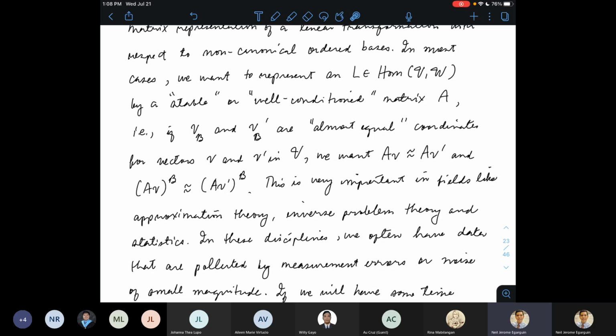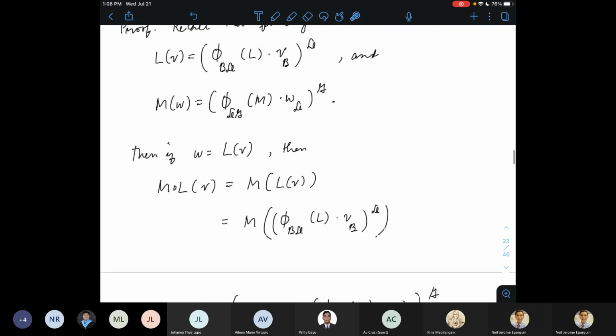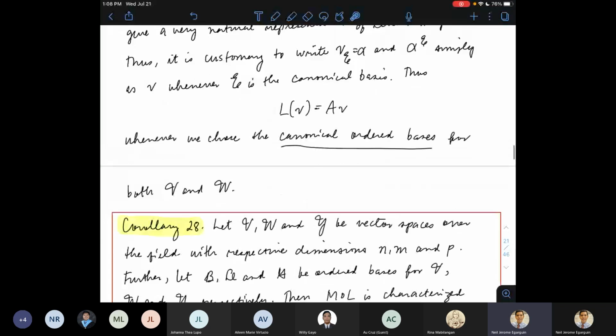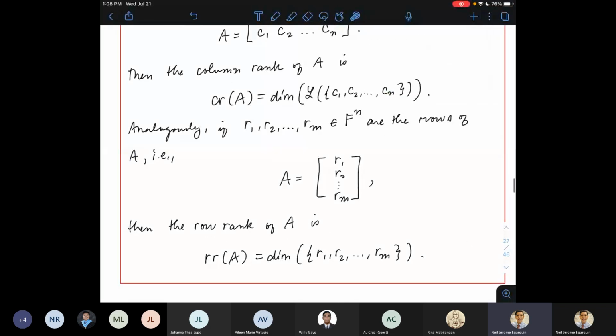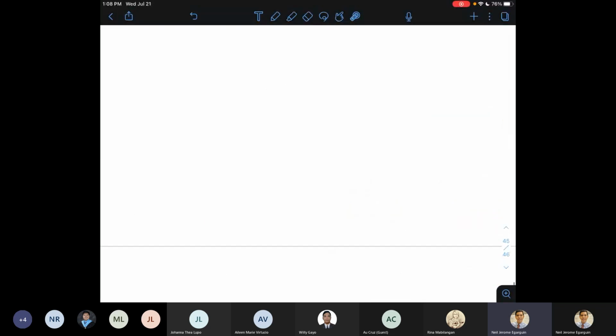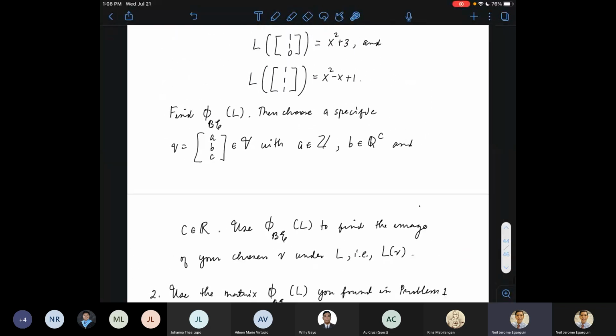But in cases that it is not, that the resulting matrix is not well conditioned, then we might resort to either finding another matrix representation, but with respect to other ordered bases, or to use some preconditioning techniques. Okay. But let's stop there. But I guess even with that discussion, you'll be able to answer homework 5 problem 1.